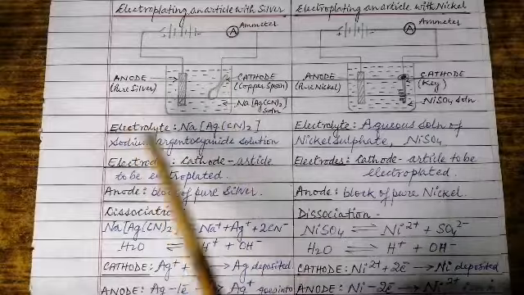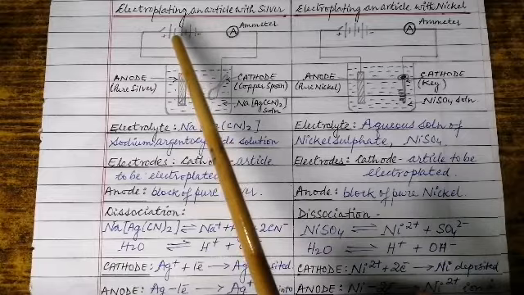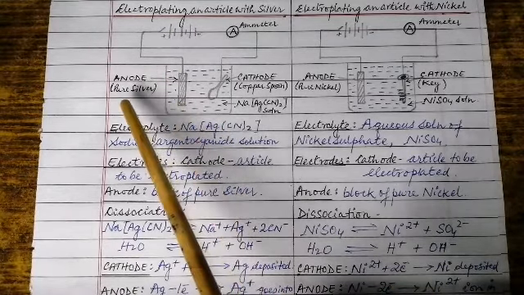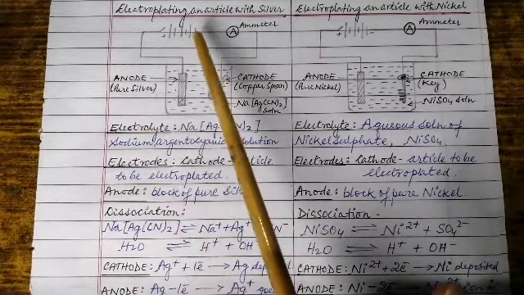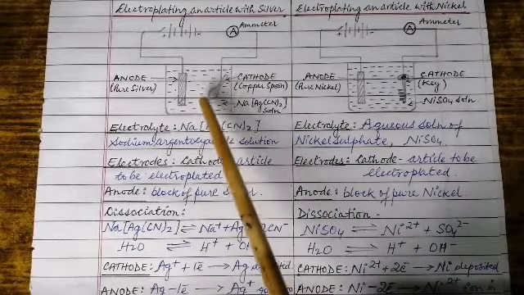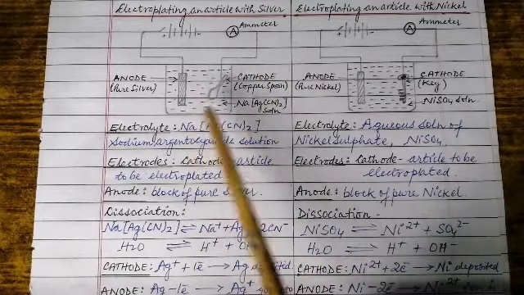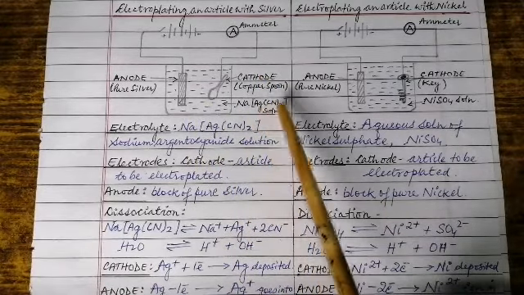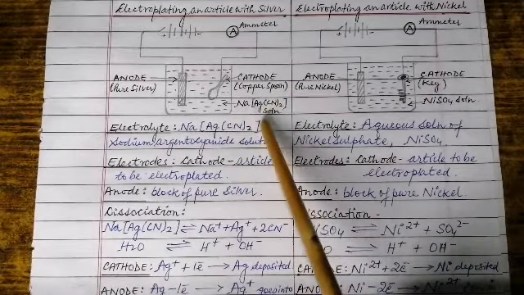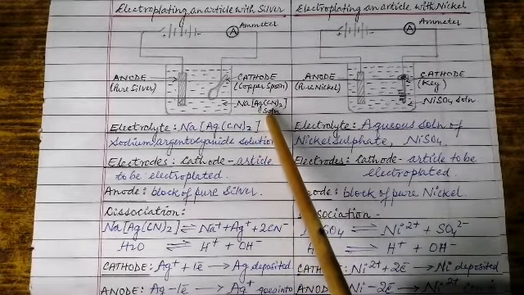Now, this is the diagram. You look here, the source of energy is the battery. The positive terminal of the battery is connected to the anode, which is made of pure silver. The negative terminal of the battery is connected to the cathode, which is the copper spoon. The electrolyte you have chosen is sodium argentocyanide solution, or you can also go for potassium argentocyanide solution. It is a complex salt.